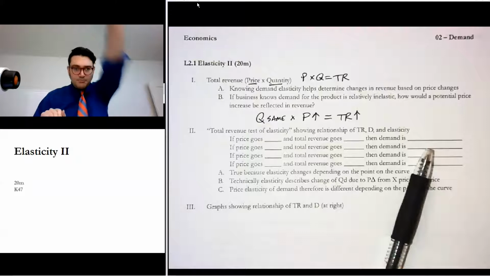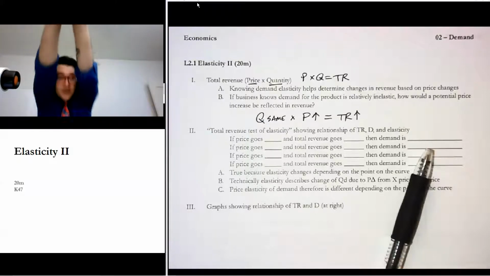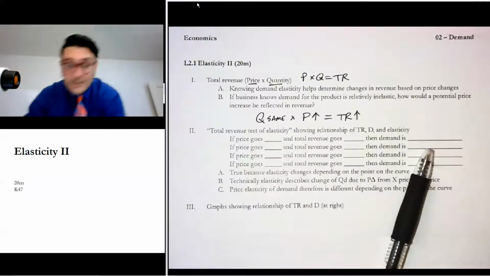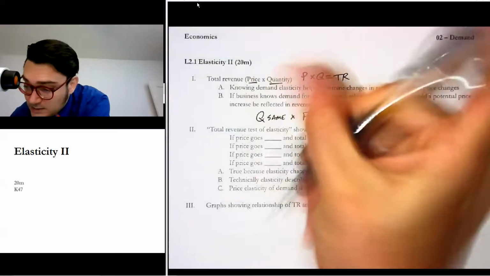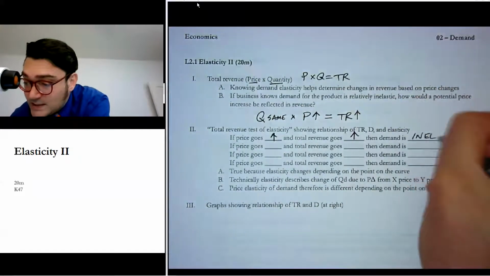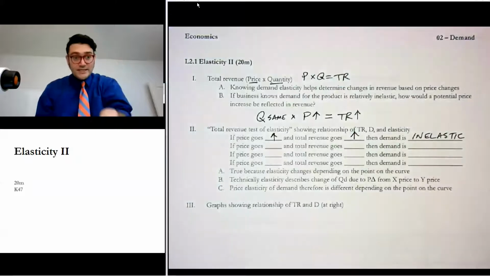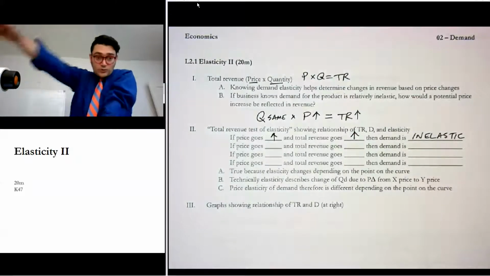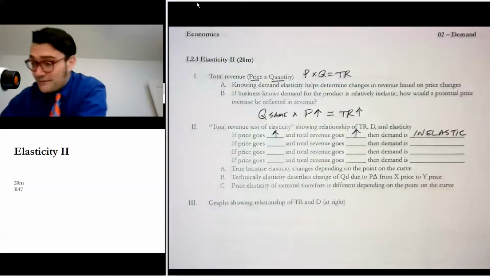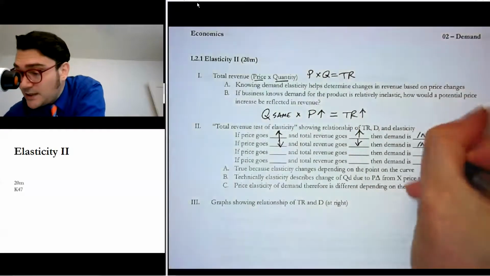Now, price goes up, okay? Now, if you can see, price goes up, total revenue goes up, right? And then you're like, what does my body look like? My body looks like an I. If they're both going the same direction, we say price goes up, total revenue goes up, then the demand is inelastic. Now, if you lower the price, price goes down, total revenue goes down, your body is still inelastic. So you would say if the price goes down and the total revenue goes down, you're in the inelastic range.